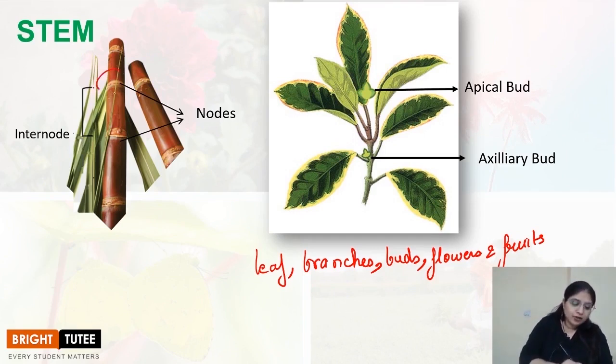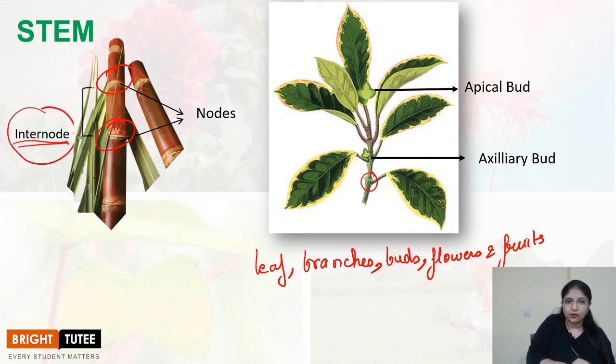First of all, we have the nodes, right? These nodes are very important in the case of branching, right? So these nodes are the ones from where the branch will arise, right? And the space between 2 nodes is called the internode, right? So this is the space between 2 nodes which is known as the internode.